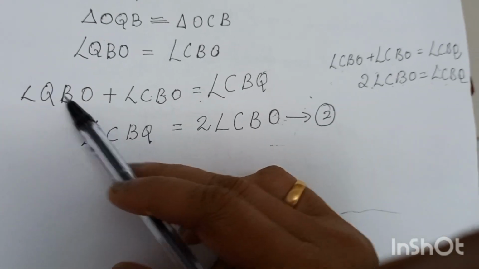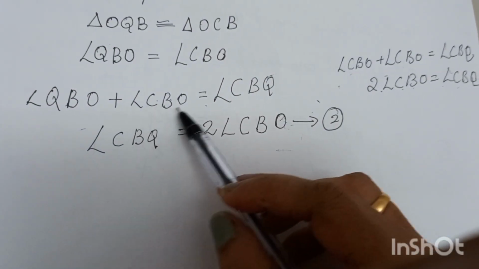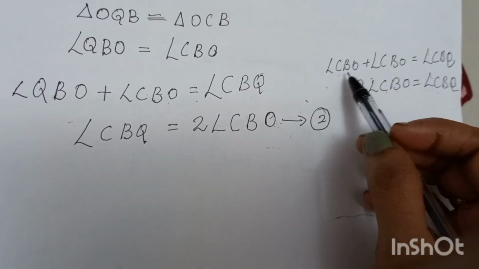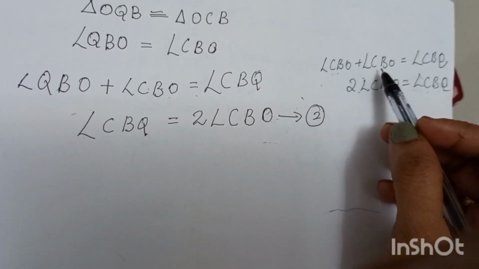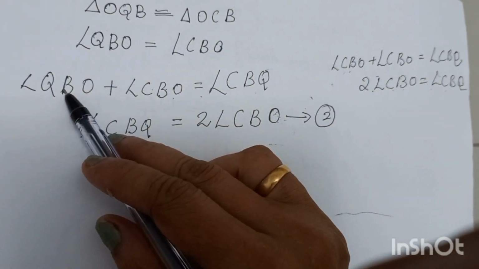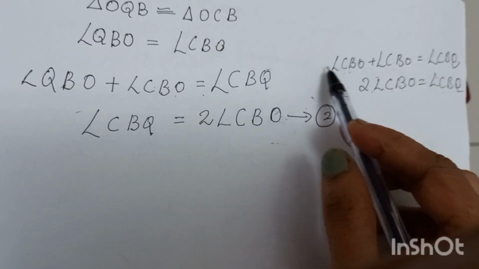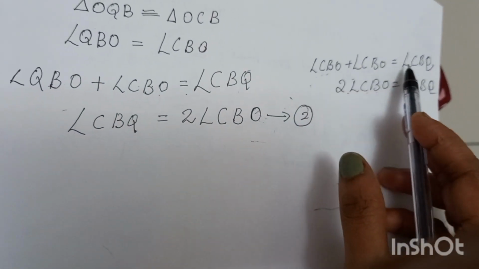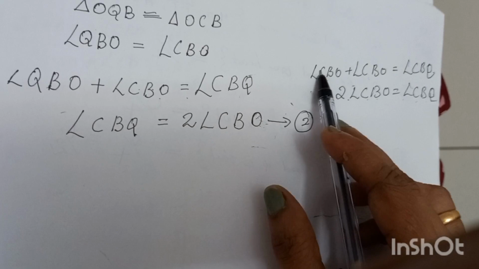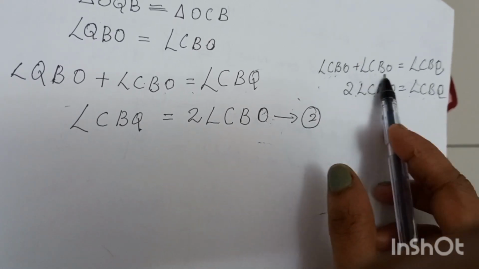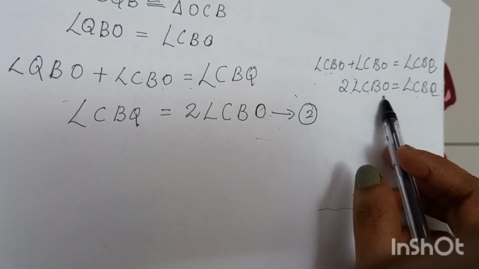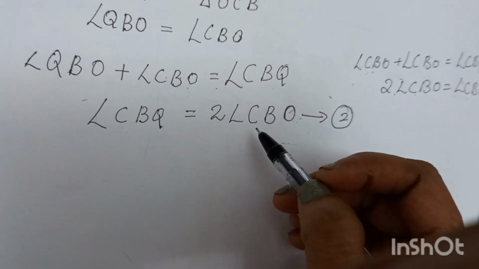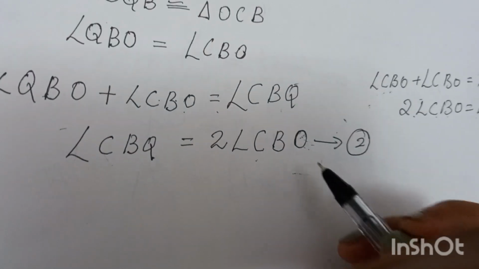So we can write angle QBO plus angle CBO is equal to angle CBQ. QBO is equal to CBO, so in place of QBO we can write CBO. CBO plus CBO is equal to 2 times angle CBO, which is equal to angle CBQ. CBQ is equal to 2 times angle CBO, isn't it?